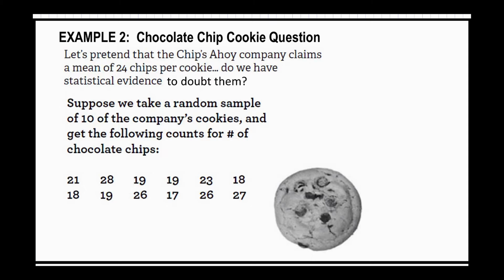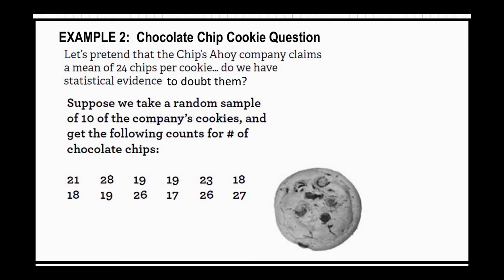Okay. So if I randomly go to the store and pull out a Chips Ahoy cookie and count the chips, and there are not 24, that doesn't mean they're liars, right? Because there's also one out there that could balance it out, right? They said if you had all of the Chips Ahoy cookies in a big pile and you found the average of all of them, it would be 24. Okay. So it's important to note that. Do we have statistical evidence to doubt them?